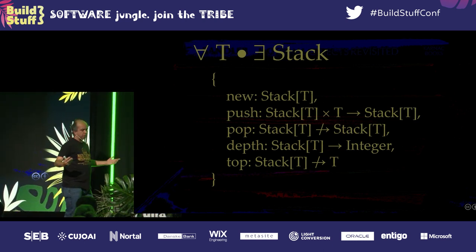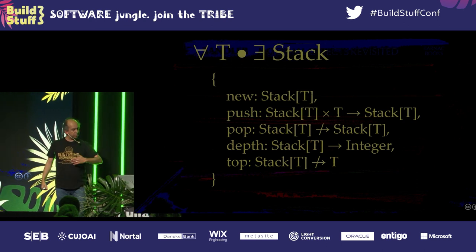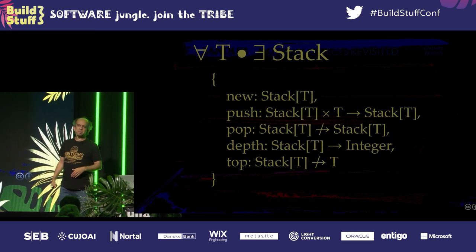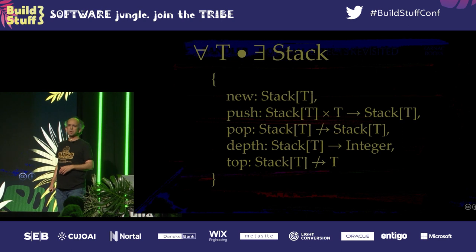A total function can be called at any time. A partial function basically means you can't always call this. It doesn't always mean something useful. It's not always defined. So what is the top of an empty stack? Okay, that's an interesting one. What happens if I pop an empty stack? That's an interesting one. So this is an idea of undefined behavior.